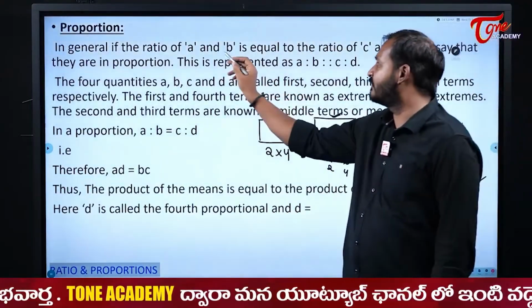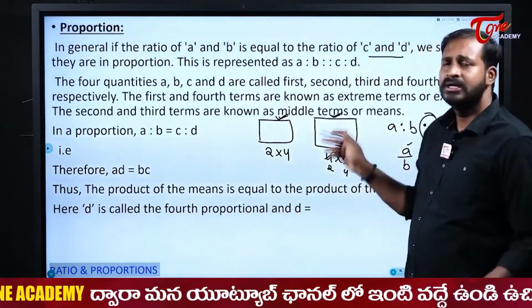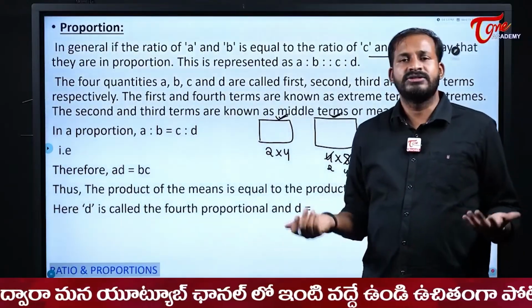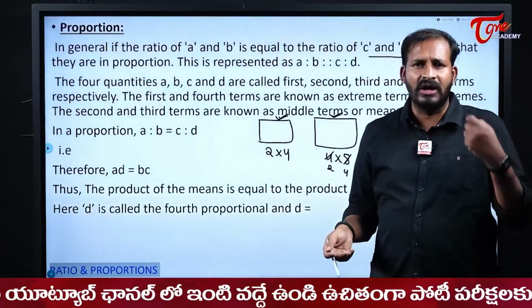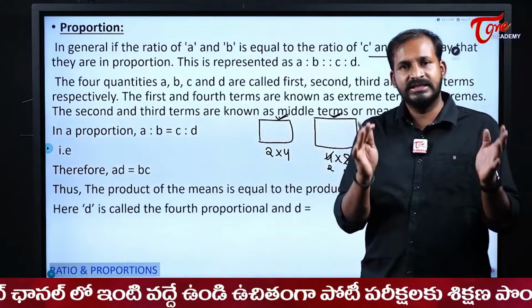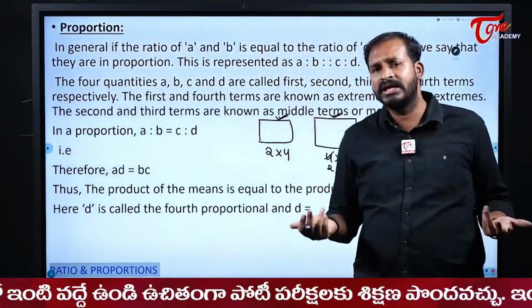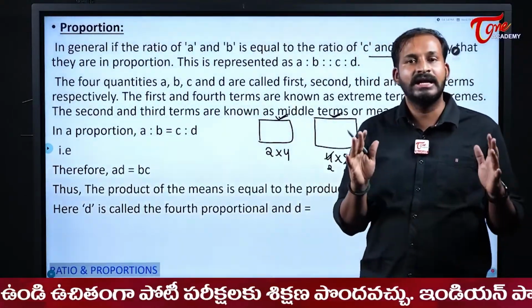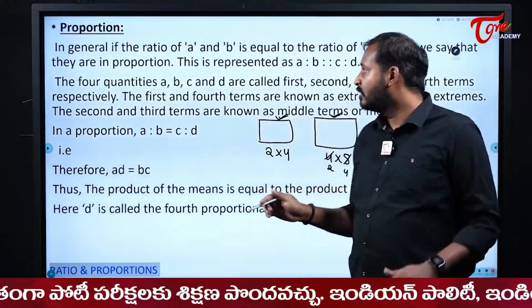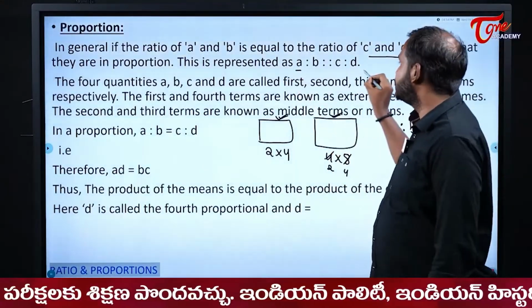In general, the ratio of A and B is equal to the ratio of C and D means proportion. How can ratios be equal? Ratios are not even physical quantities. They are just a representation of physical quantities. They become equal when they are in the same proportion, and that is represented with this symbol.